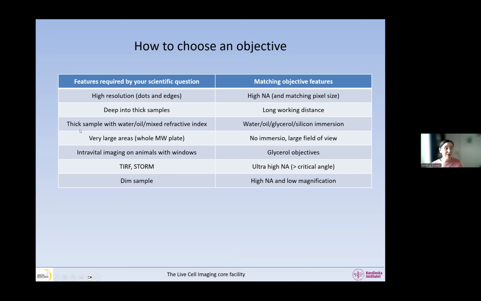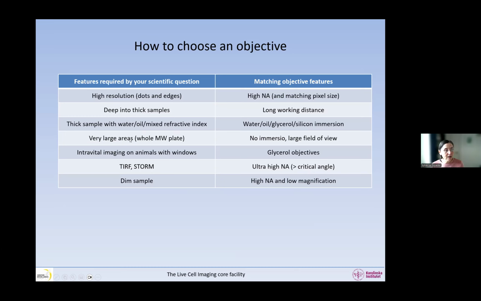And if we have a thick sample that has the refractive index of water, for example, a gel with cells grown in it, then you have a water refractive index, and you will want to have a water objective. If you have a sample that is thick and has a very high refractive index, for example, a cleared sample, then you will want to match and use maybe an oil objective, etc.